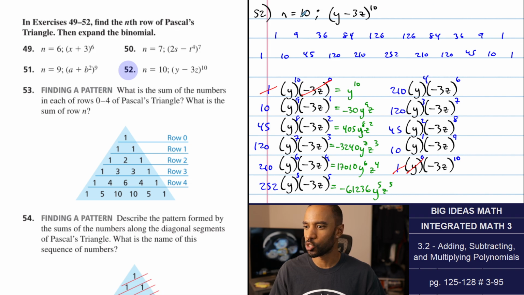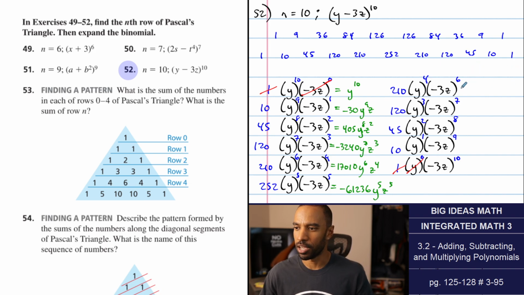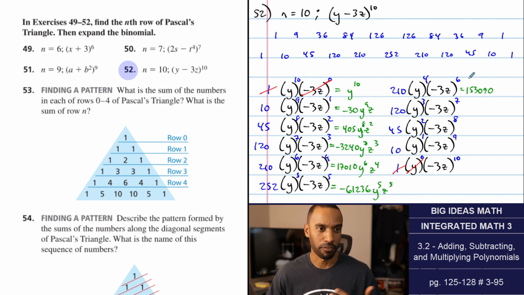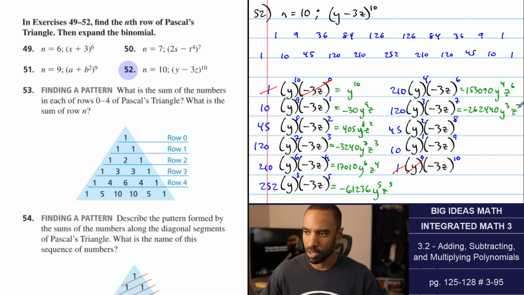All right, next one's 210 times 3 to the 6th. These numbers are just going to get bigger, guys. 210 times 3 to the 6th. I think 729. So 153090. By the way, the final answer will be all these together. I wonder if it's worth writing all together or just what you see here. Z to the 6th. And then 120 times 3 to the 7th. It's going to be negative 262440. Y cubed z to the 7th.